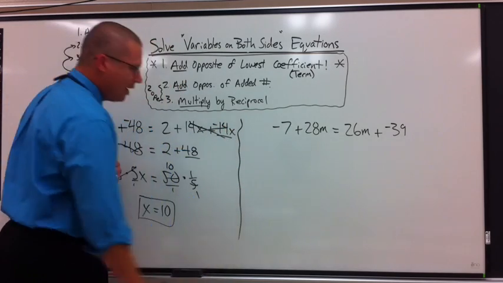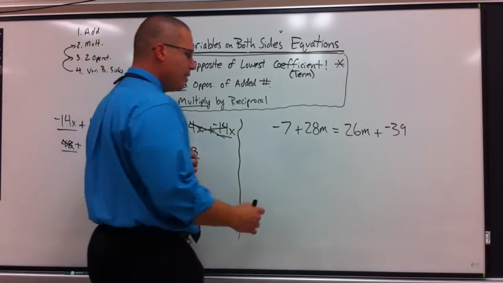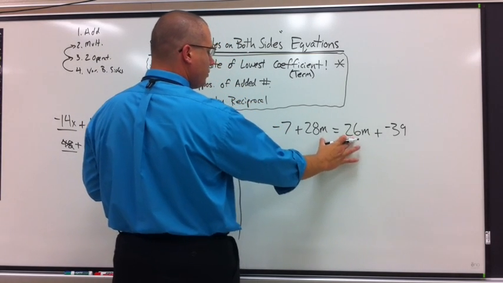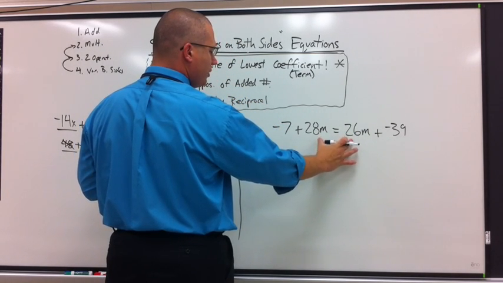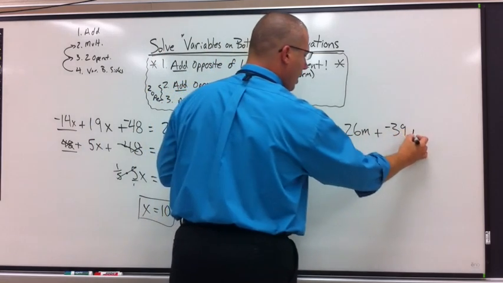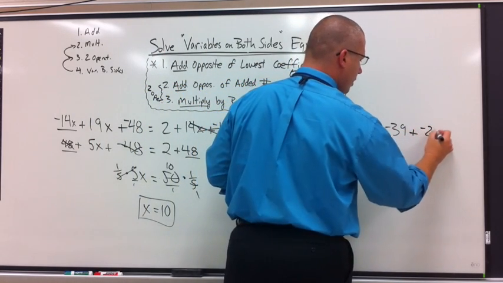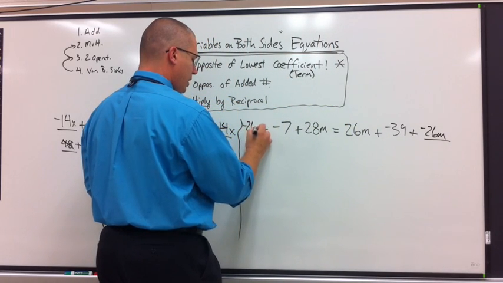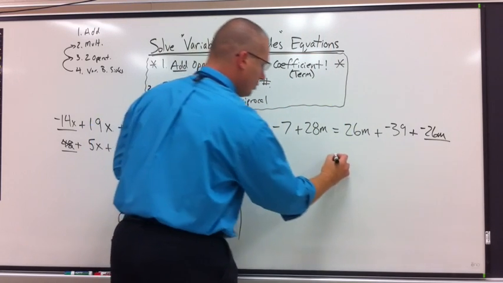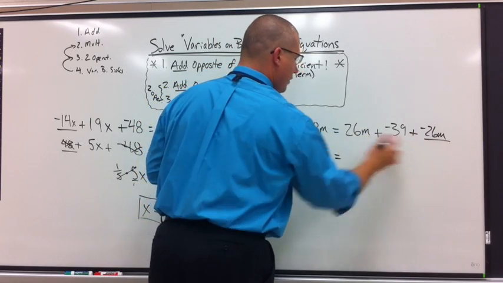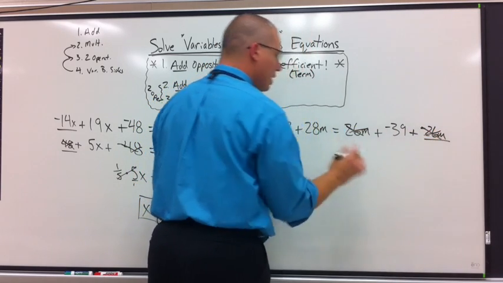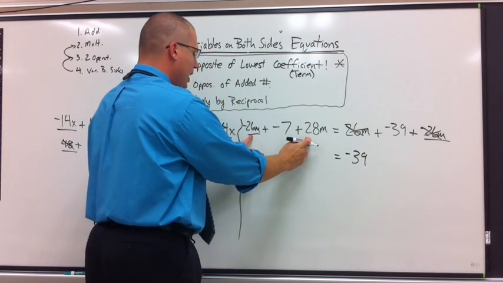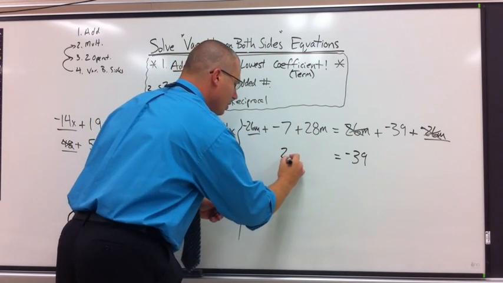Let's take a look at a second example a little faster. You can pause anytime you need to. Find the term with the lowest coefficient. Here it is. Add the opposite of this to both sides. Negative 26m. 26m plus negative 26m is 0. Negative 39 goes here. Let's see if I can add right. Negative 26 and 28m, 2m.